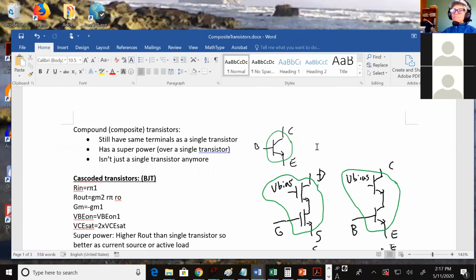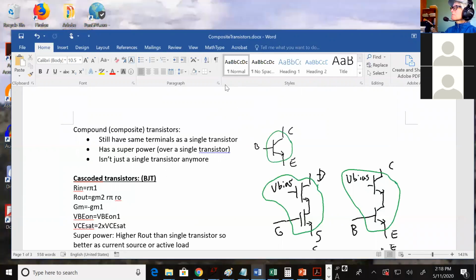So if you were using this in a circuit, again, those are the three connections. A composite or compound transistor, I've heard it called both, has the same terminals as a transistor. So if it's taking the place of a BJT, it would have a terminal that looks like the collector, a terminal that looks like the base, and a terminal that looks like the emitter.